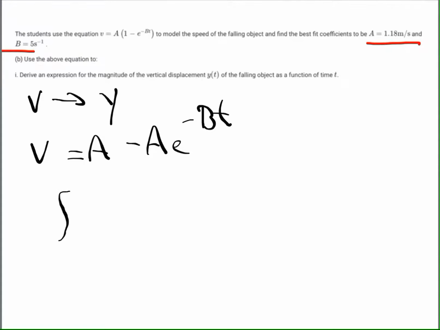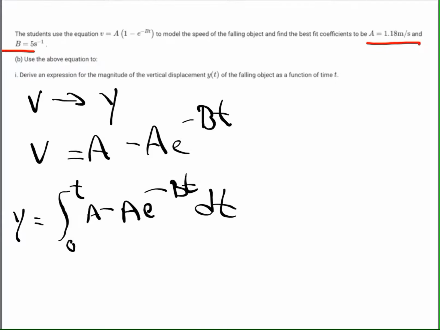Okay, so y is going to be equal to the integral from 0 to t, some random t, of A minus A e to the negative bt dt. Now, this kind of gives us a little bit of the shivers here for a second, but don't panic. Not as bad as you think. So the integral of A dt is just At.